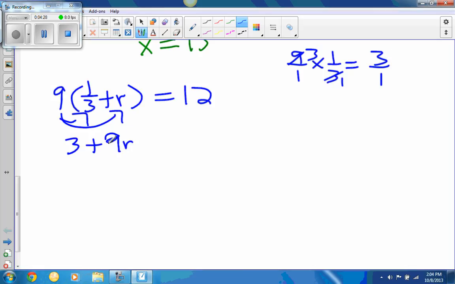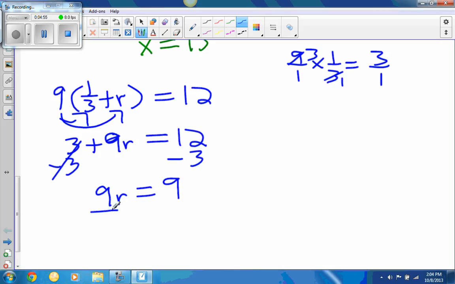How did I know it was going to be plus? Because this was a positive 9, and it says plus right here. That's how I know it's plus 9r. Now we have a 2-step equation again. Don't get confused because the 9r is not listed first. You still handle it the same way. How do I get rid of a positive 3? I subtract 3. That leaves me with 9r equals 9. And then I'm going to divide by my 9 for my last step, and I get r equals 1.